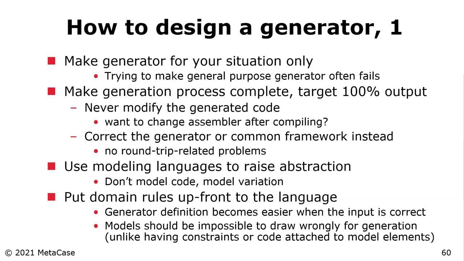The languages should operate at the highest possible level at which you can still make the code generator, and the language should also follow the domain rules. Because if you don't have rules in your language, then you still need to check them before you have the code. In some cases, we have seen people write very, very complex code generators that first check that the model is correct before actual code generation can start. But if we have the rules in the metamodel, then we already know the starting point for the code generation process is easier, and making the code generators is also simpler.